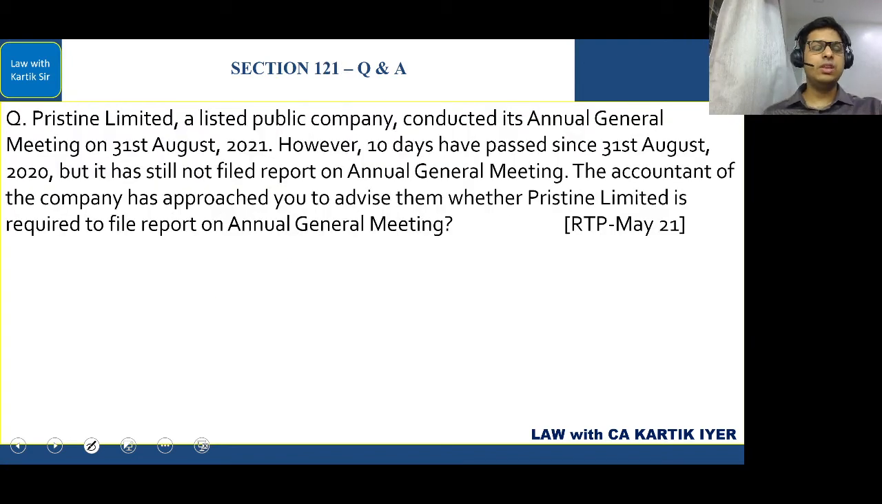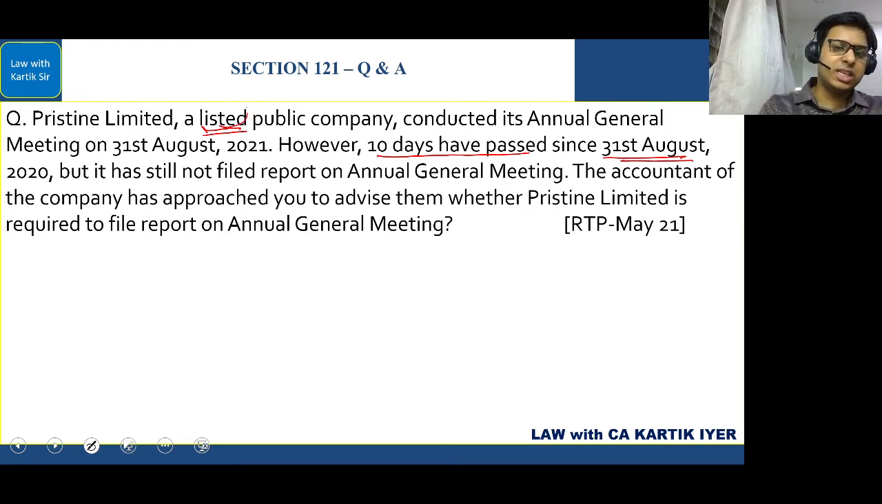Next one. Pristine Limited, a listed public company, listed, very important here, listed public company, conducted its AGM on 31st August 2021. However, 10 days have passed since 31st August, that is from the date of the AGM, but it has still not filed a report on AGM. The accountant of the company has approached you to advise them whether Pristine Limited is required to file a report on AGM.